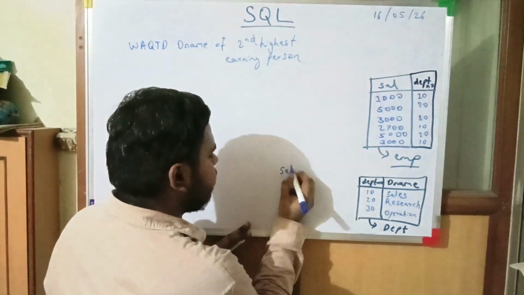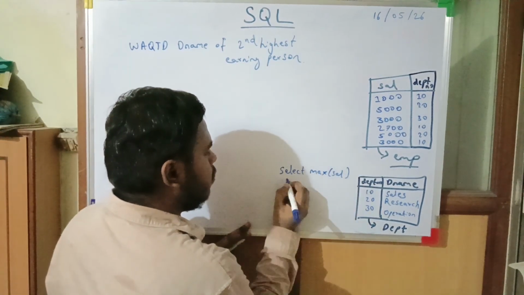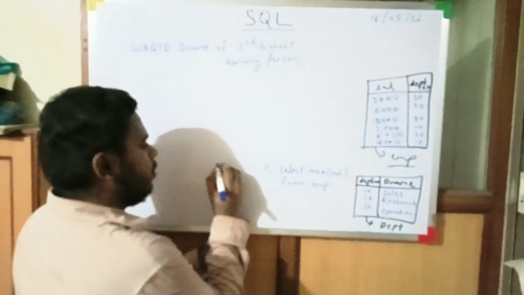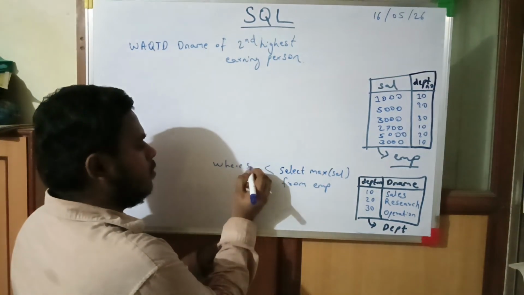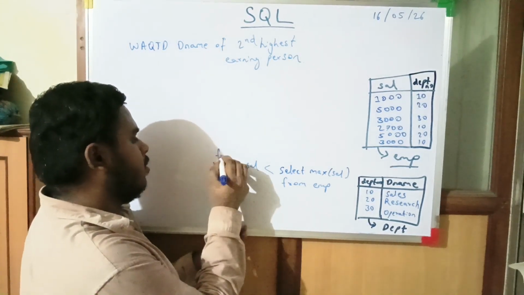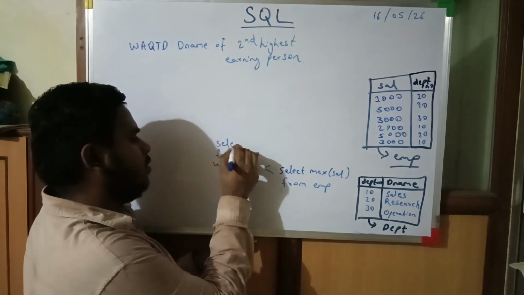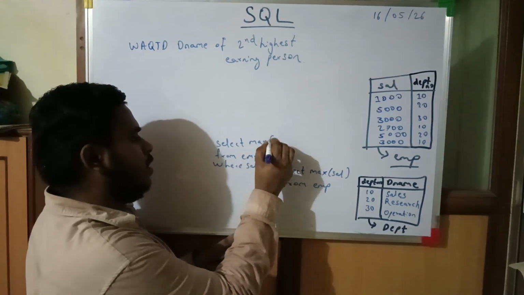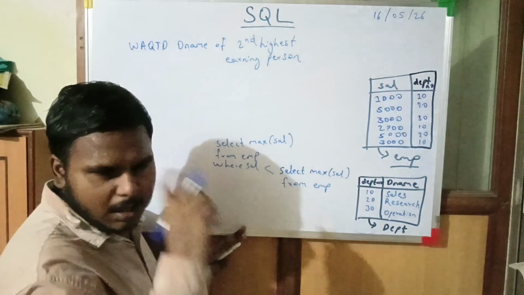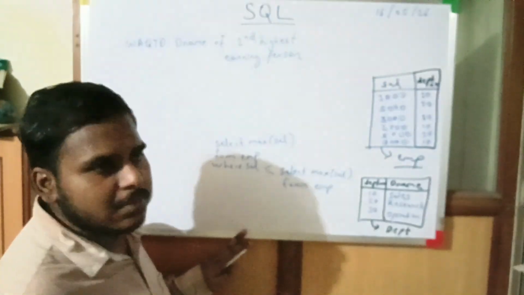So I will write select max of sal from EMP. Salary should be less, where salary is less than the maximum salary. So from EMP select max of sal. Okay, we will get the second maximum salary. Now I need to compare the salary column with what? Which column? Salary column only.